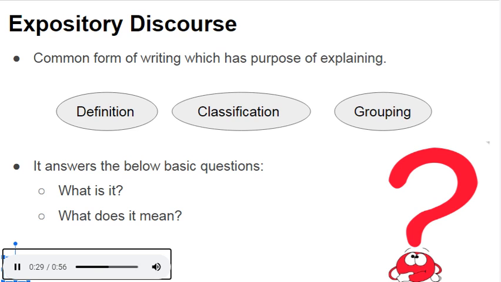It is further divided into 3 parts. First will be your definition, second is classification, and third is grouping. Now definition is where he is answering the questions: what does it mean, what does it define? Classification, where he is dividing the topic into smaller parts, and grouping is where he is grouping all the similar information in one group.